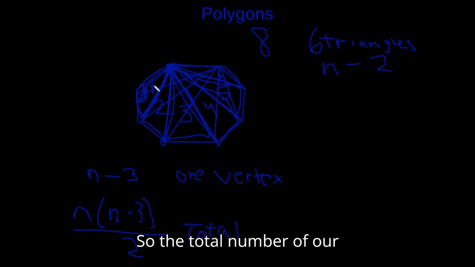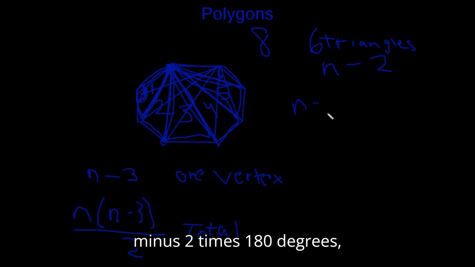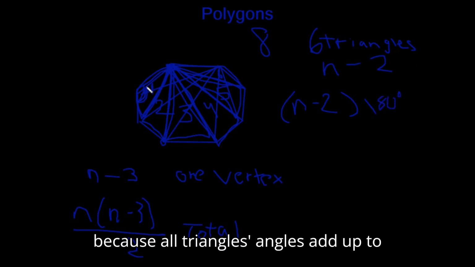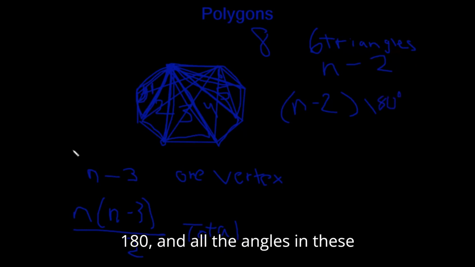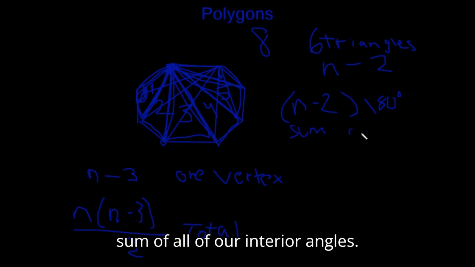So the total of our interior angle degree measure would be n minus 2 times 180 degrees, because all triangles' angles add up to 180. And all the angles in these triangles are actually part of our interior angles. So this would be the sum of all of our interior angles.